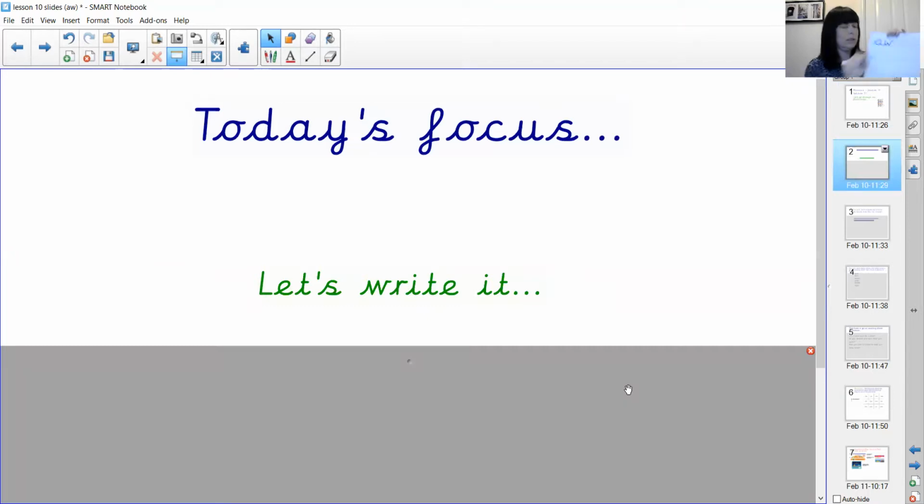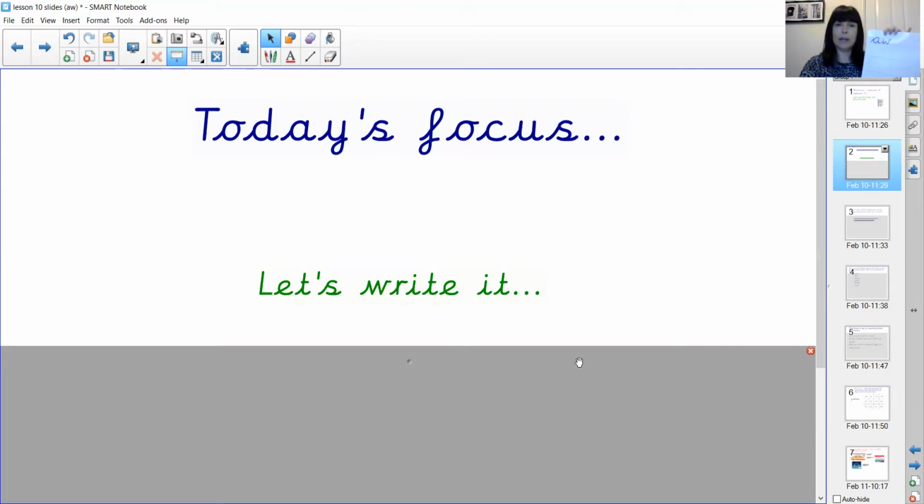Or. It's a tricky one because we can't really hear those letters in that sound, can we? Or. It almost sounds much more like the word that we are familiar with and the digraph. That or. So there's 2 different ways of making that or sound. We're looking at this one today. So you now write it with me.